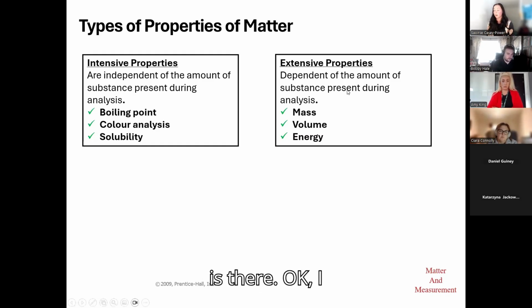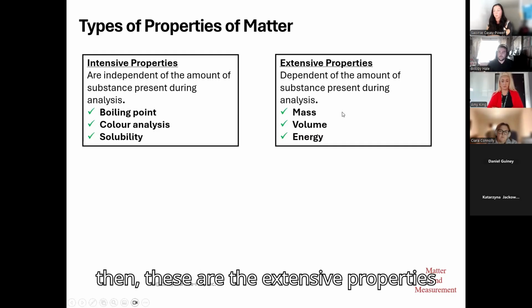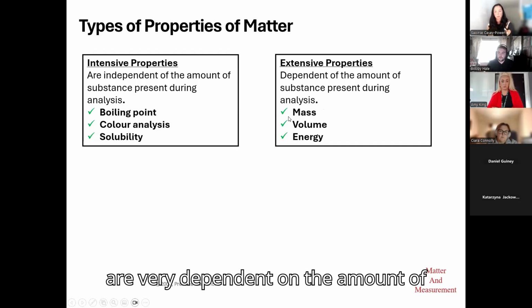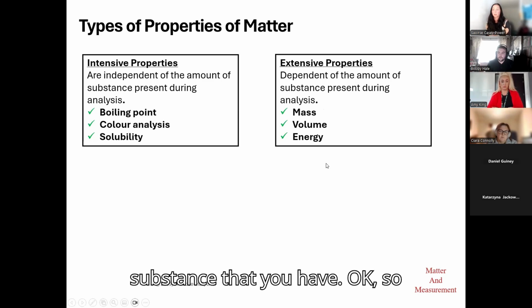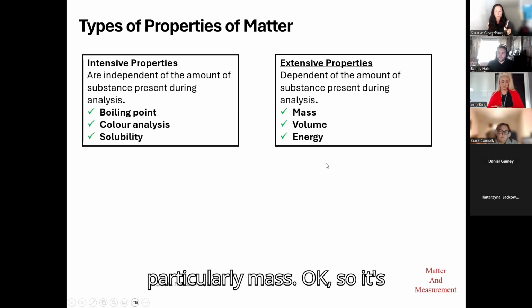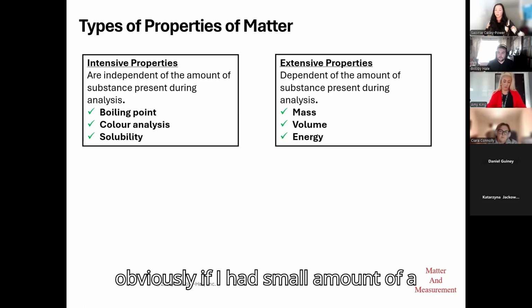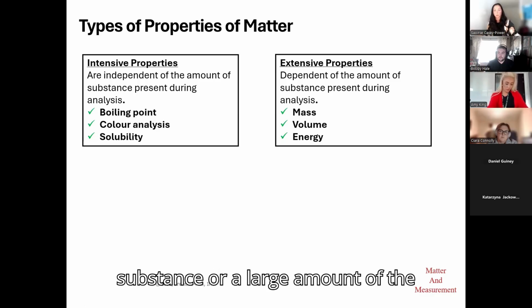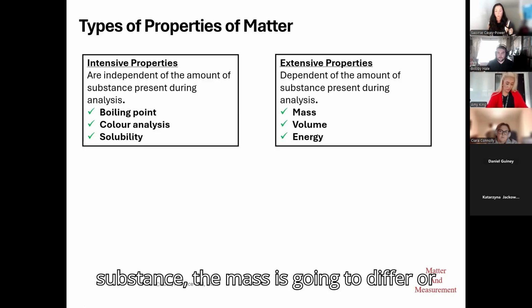On the other side of it, the extensive properties are very dependent on the amount of substance that you have. Particularly mass. If I had a small amount of a substance or a large amount of a substance, the mass is going to vary.